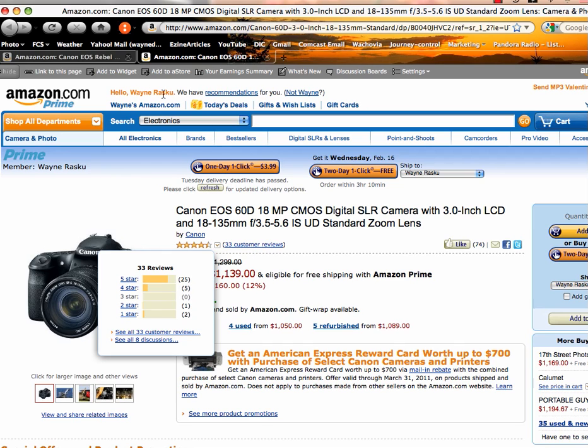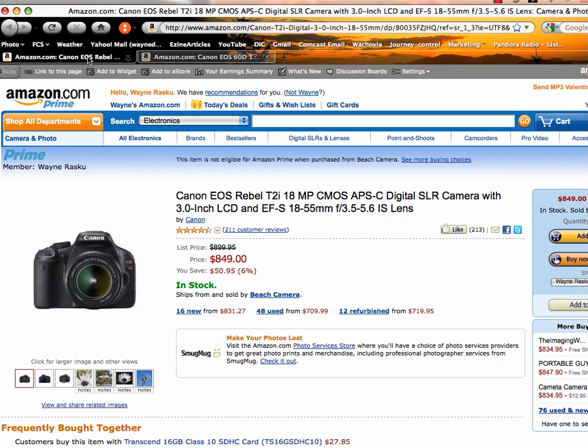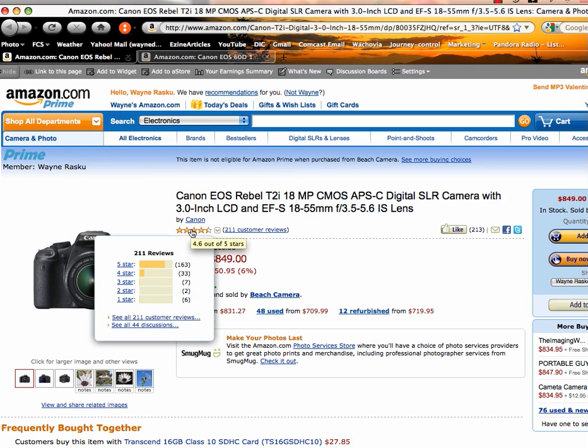Let's take a look at the Rebel. This one with the kit lens of 18 to 55. You can see there are a lot more reviews here. This camera has been on the market longer than the 60D. And if you move your mouse over that, you see 4.6 out of 5 stars. That's an excellent rating. Both cameras are rated very highly by the people who bought the camera. So that's an awesome thing to look at.